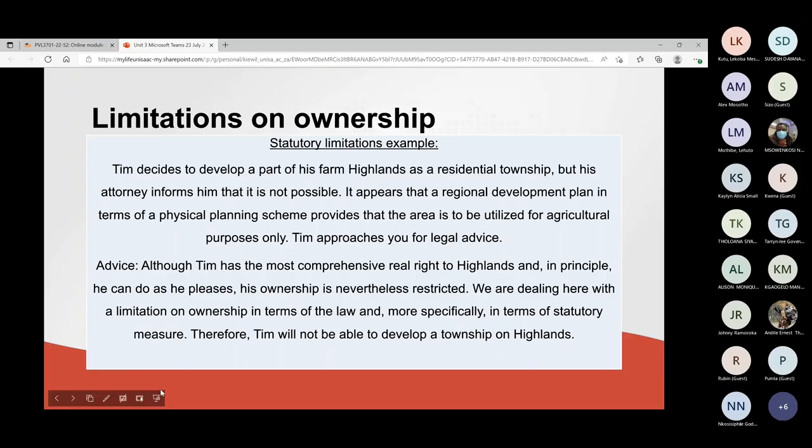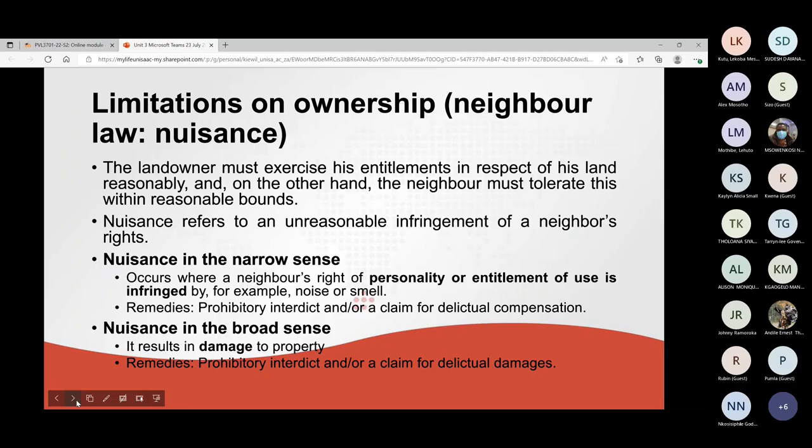Now, your advice to Tim would be that although Tim has the most comprehensive real right to his farm, in principle, he can do as he pleases with his farm. However, his ownership with regard to that farm and as to what he can do with regard to that farm is nevertheless restricted by legislation. We are dealing here with a limitation on ownership in terms of the law and more specifically in terms of a statutory measure. Therefore, Tim will not be able to develop a township on Highlands due to the legislation specifying that he is not entitled to do so.